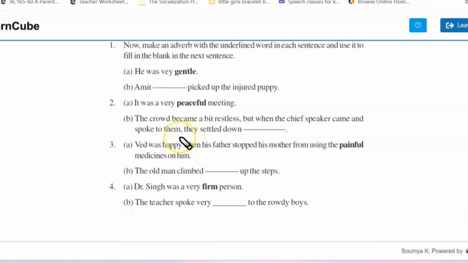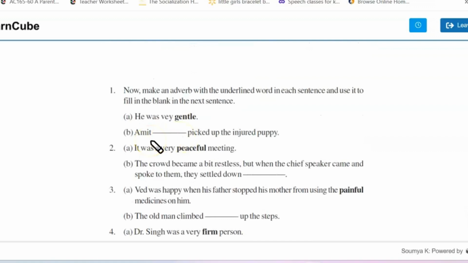So this we have to fill with adverbs. So already we have learned what an adverb is. So here make an adverb with the underlined word in each of the sentences and use it to fill in the blanks. So already these words, you have to write the adverb form. So he was very gentle. Amit gently picked up the injured puppy. It was a very peaceful morning. The crowd became a bit restless, but when the chief speaker came and spoke to them, they settled down peacefully.